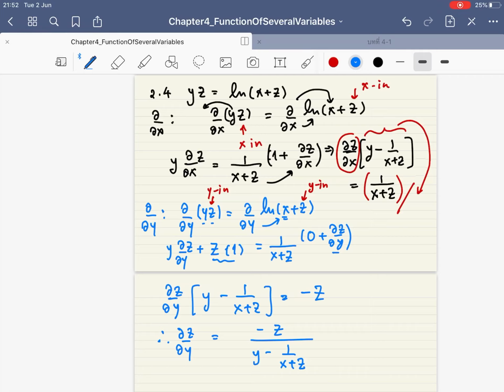Okay, so this is the implicit derivative, and we do it using the chain rule only, without any formula. But if you like to remember formula, you can just use a formula and apply it. That will give you the same answer as well.